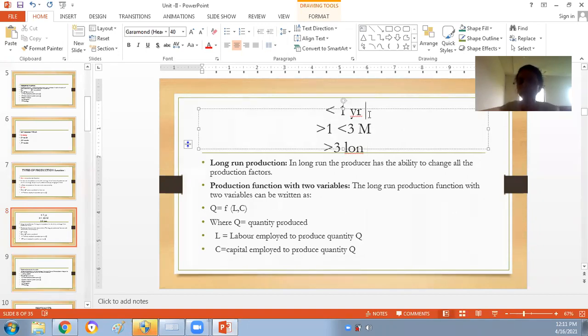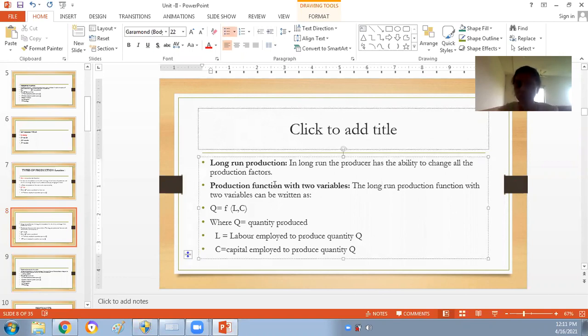Now, in a short run period, it is possible to change only one factor, that is labor. Whereas in a medium term, it is possible to change two factors: one is labor, the other one is capital. Whereas in a long period of time, that means when we have more time, then all the factors of production can be changed. So production function in long run has been classified into two types. That is, one we can call it as medium, the other one is long run production function.